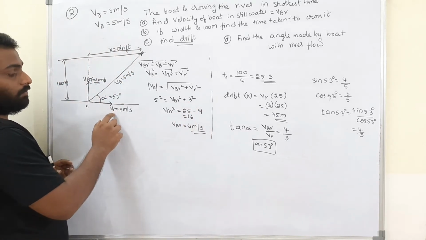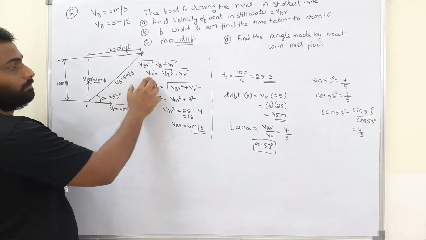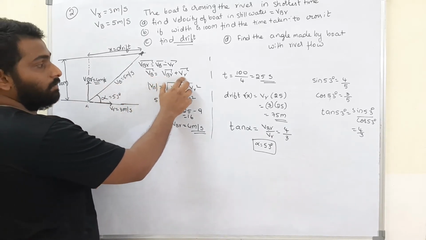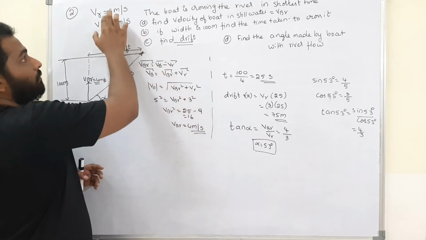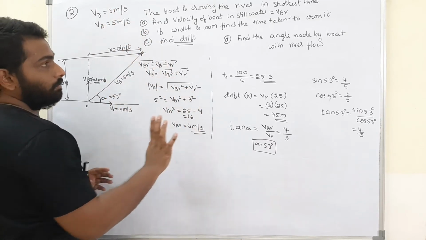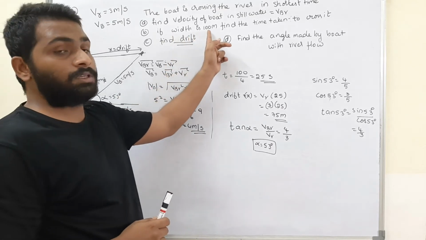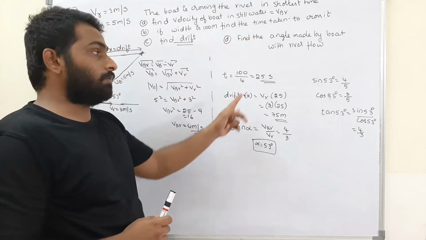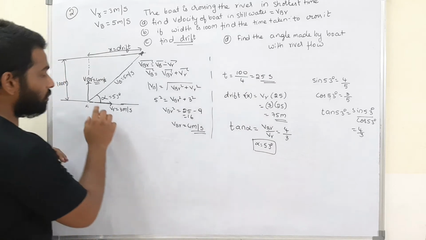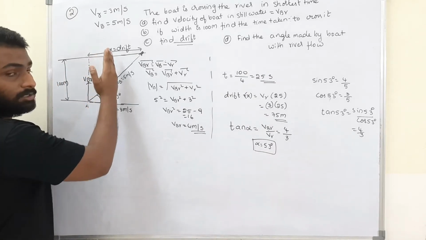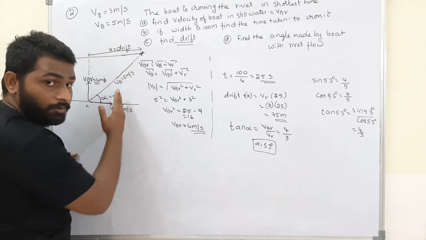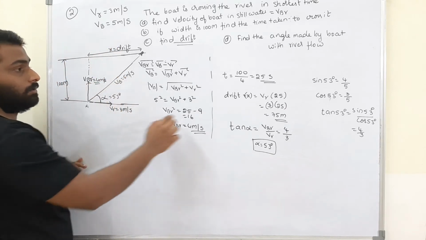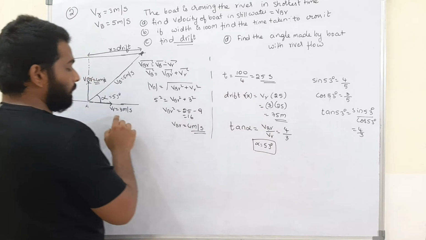Therefore, the resultant of this VR and VBR is nothing but VB. VB is equal to the resultant of VBR plus VR. What is VB? They gave 5. VR, they gave 3. Therefore, find VBR. We got as 4. Now, if the width is 100 meters, they told to find time. The boat is crossing the vertical distance, how much? The vertical distance is 100. What is vertical velocity? The vertical velocity is nothing but VBR. What is VBR? 4.